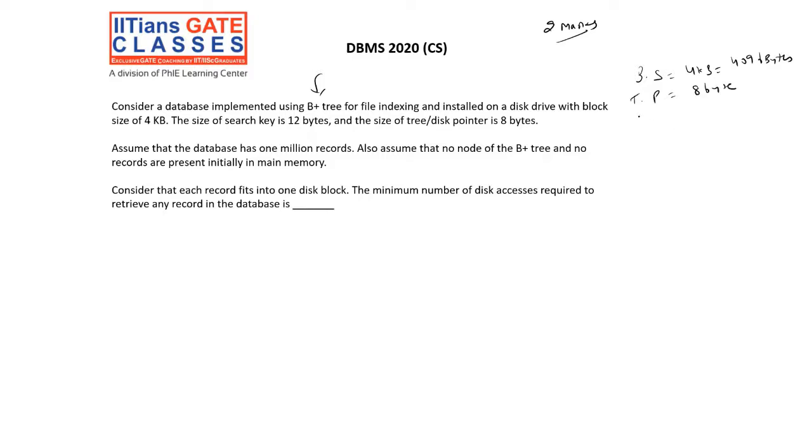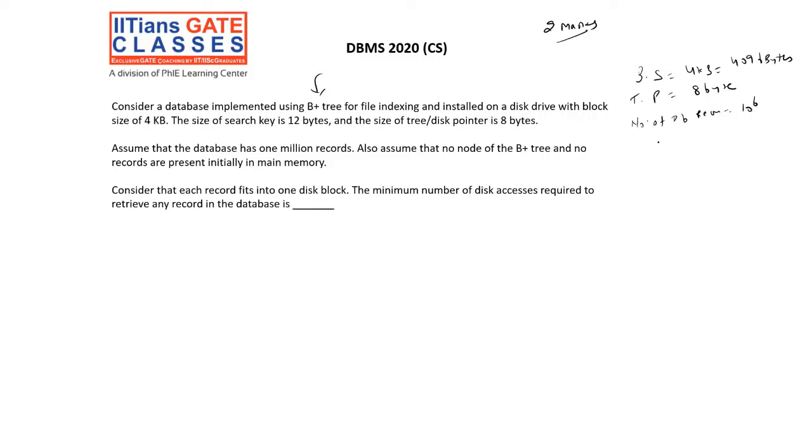Assume that the database has 1 million records. So how many records are there? 1 million. So the number of DB records is 10⁶, right? And also assume that no node of the B plus tree and no record is present initially. So in the main memory, nothing is there initially. Consider that each record fits into one disk block. The number of disk accesses required to retrieve any record in the database is.